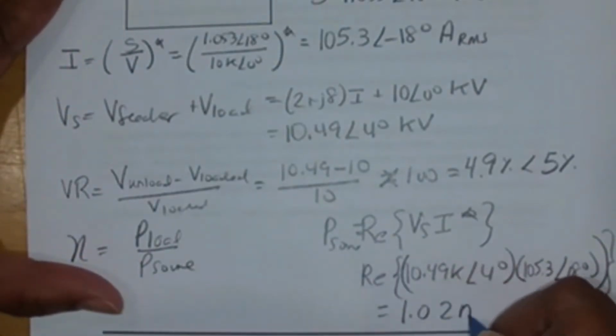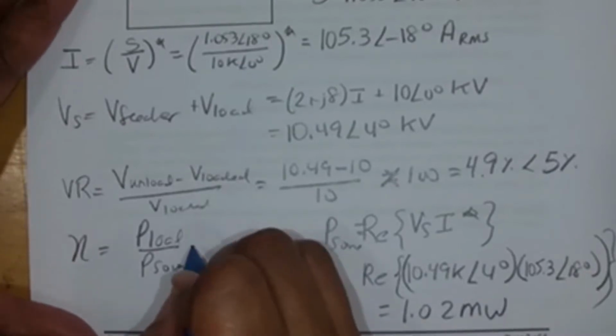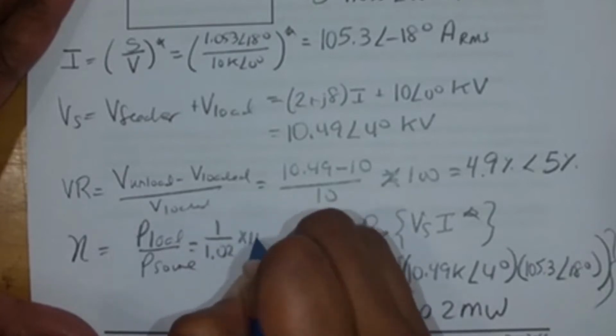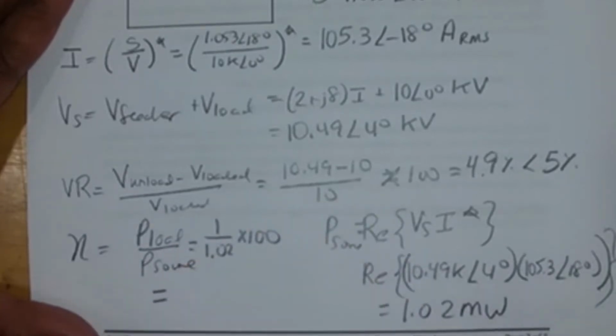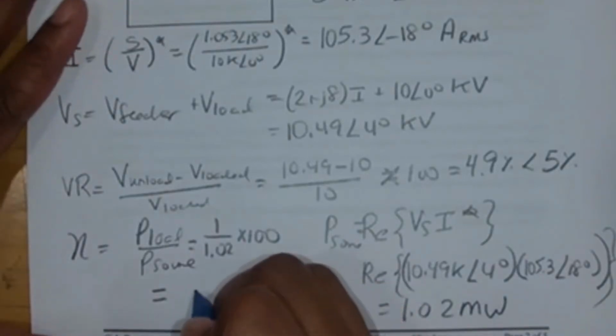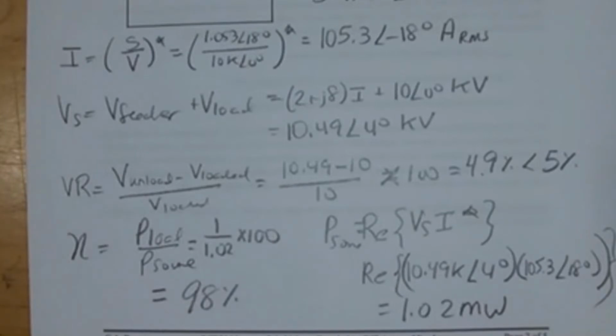Okay. So that means our efficiency, and notice that's also less than what it was before, is 1 over 1.02 times 100. What is it? 98%. Okay, so that improved because originally it was 93%. So that's also better. Questions?